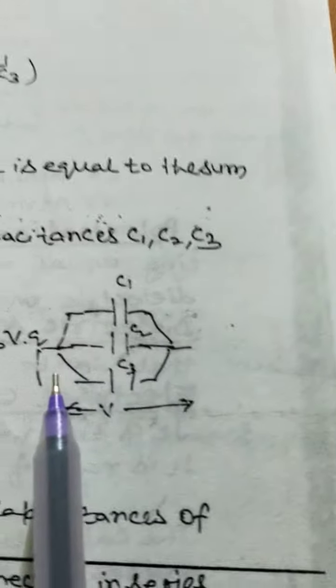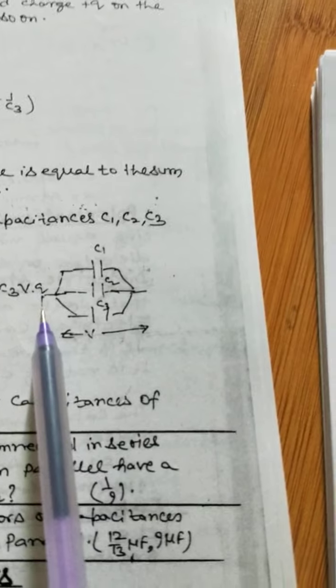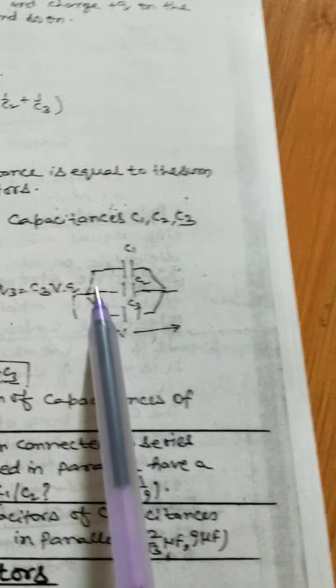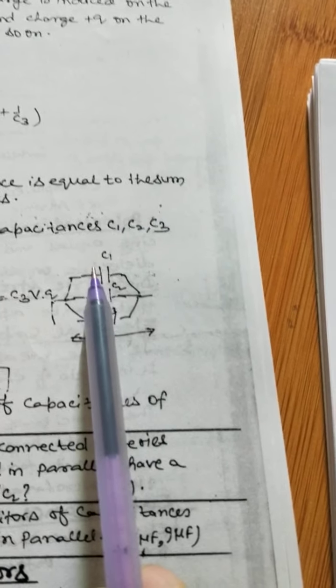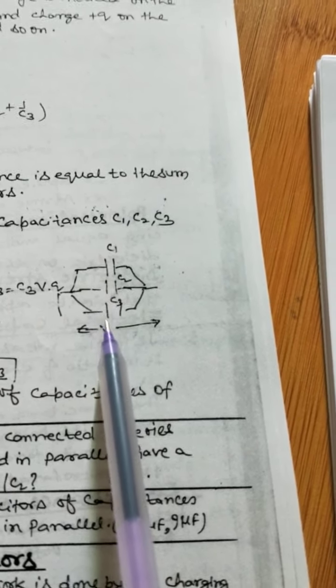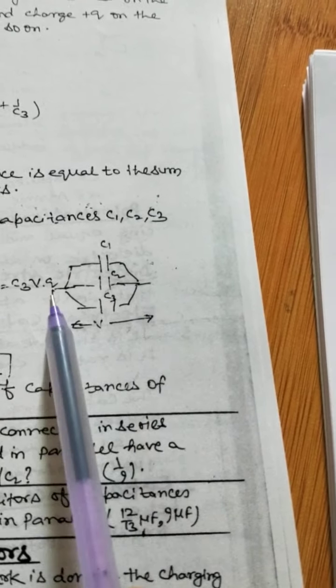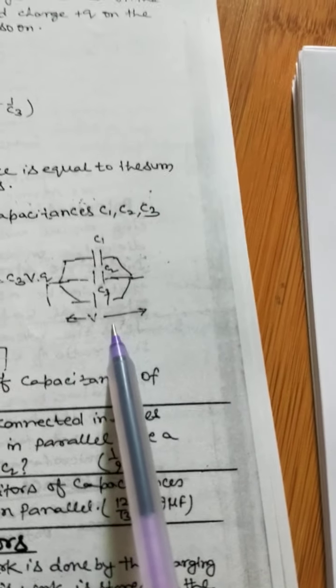Now your situation is totally different. First C1, C2, C3. Now here the charge. Let us suppose the starting charge is Q. Then this charge Q is divided into three branches. Let us suppose here is Q1, here Q2, here Q3. But all these capacitors are connected between the same two points. Therefore the potential difference will be the same. So here V is the same.